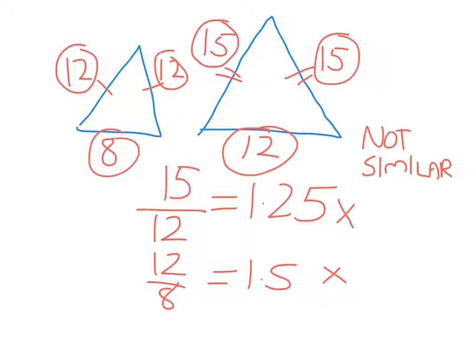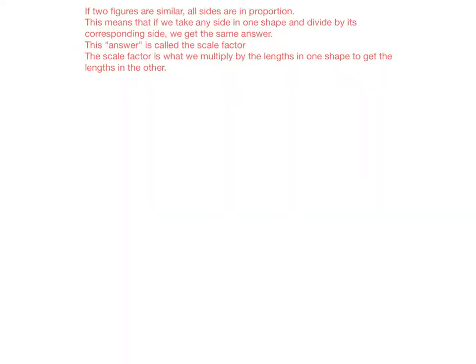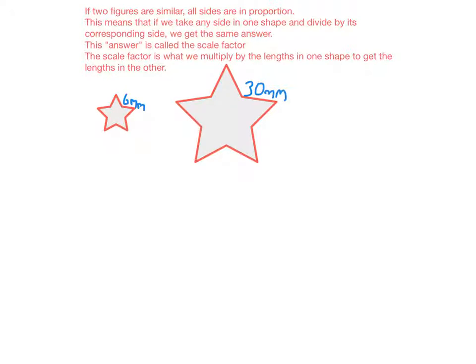So now we're going to go ahead and look at the concept of a scale factor. I've given you an explanation of what a scale factor is. We know that if two figures are similar, all sides are in proportion. Proportion means when you take one side of one shape and divide it by its corresponding side in the other shape, that number is the scale factor. Let's look at an example to make this clearer. Let's say I had two shapes like this. Either you found out that they're similar, or you're told that they're similar.